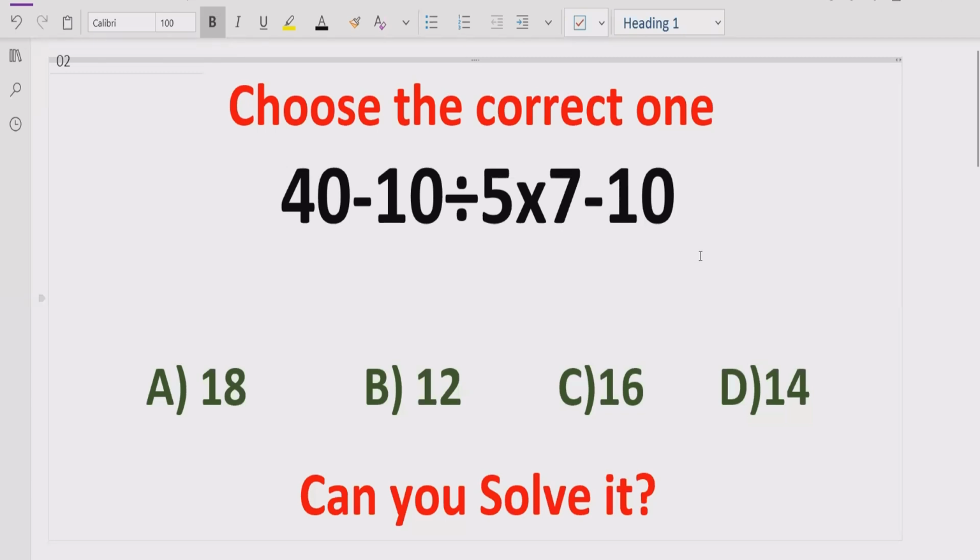Today we will solve another quiz which is related to arithmetic expression. The quiz contains the basic operations minus, multiplication and division. So we have to solve this quiz using PEMDAS and BODMAS rule and find out which answer is correct. In the answer list we have four answers. A is 18, B is 12, C is 16 and D is 14. So let's see after solving it which answer is correct.